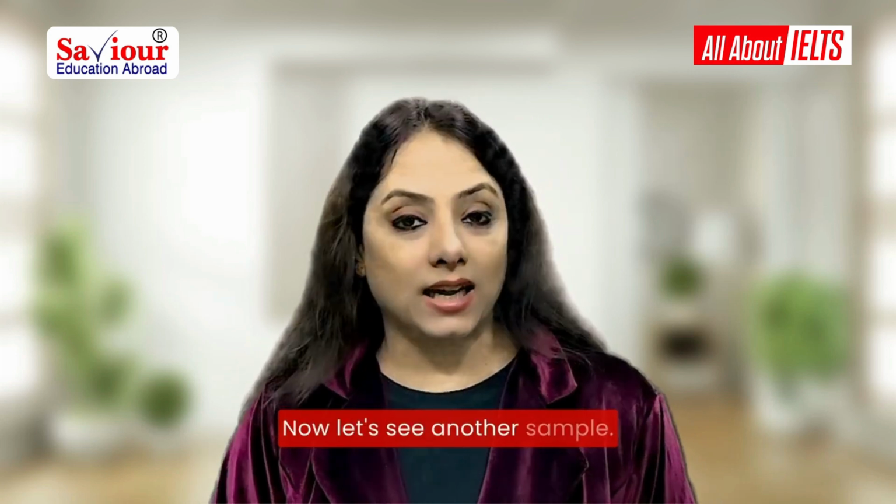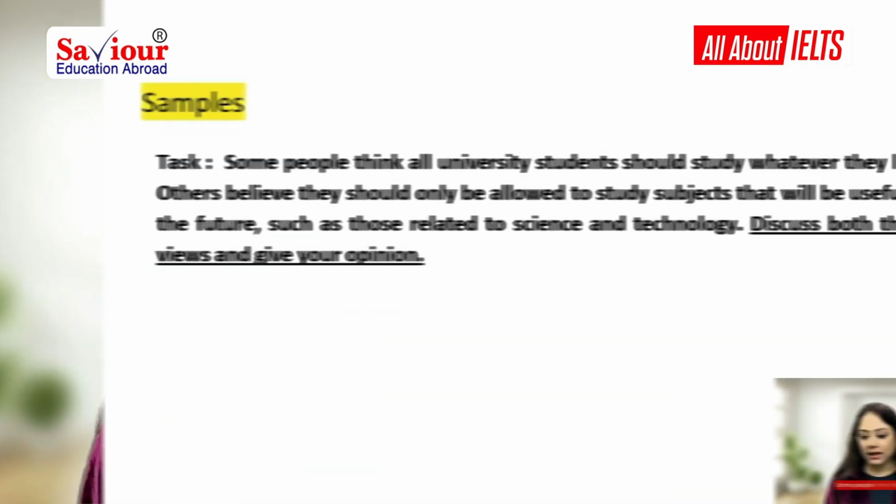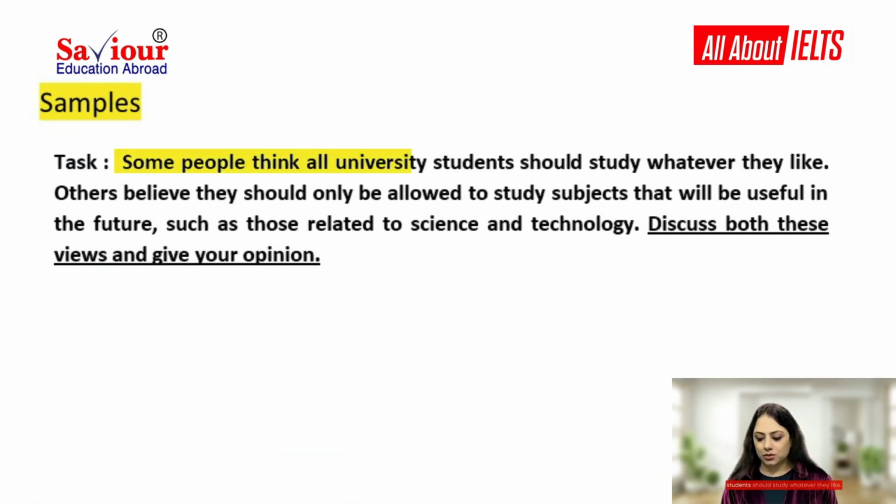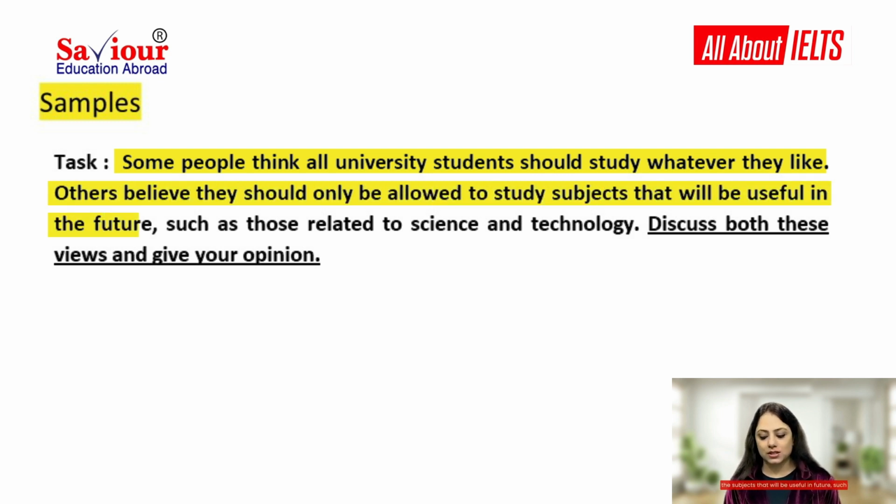Now let's see another sample. Some people think that all university students should study whatever they like. Others believe they should be allowed to study only the subjects that will be useful in future, such as those related to science and technology. Discuss both the views and give your opinion. So this essay has two viewpoints and it also asks for your opinion.